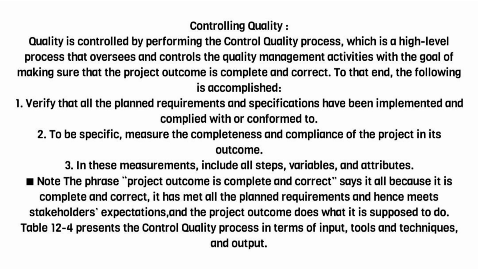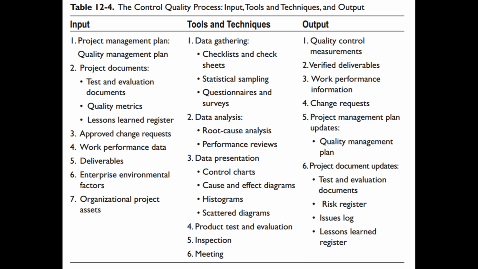Note the phrase project outcome is complete and correct says it all because if it is complete and correct, it has met all the planned requirements and hence meets stakeholders' expectations, and the project outcome does what it is supposed to do. Table 12.4 presents the control quality process in terms of input, tools and techniques, and output.